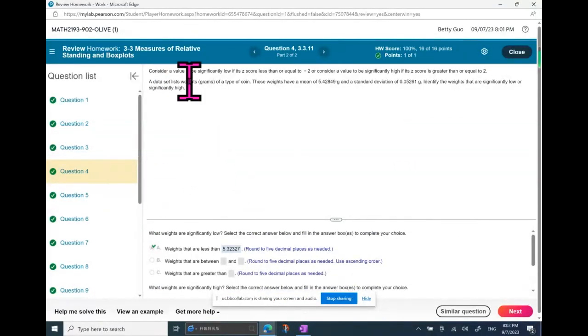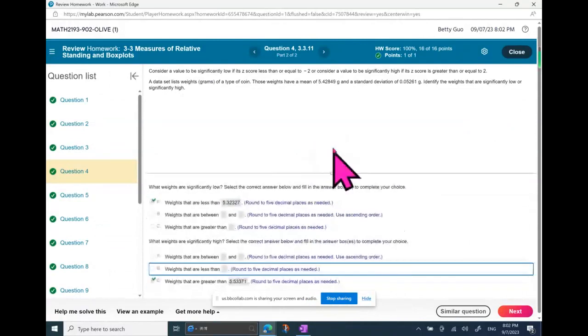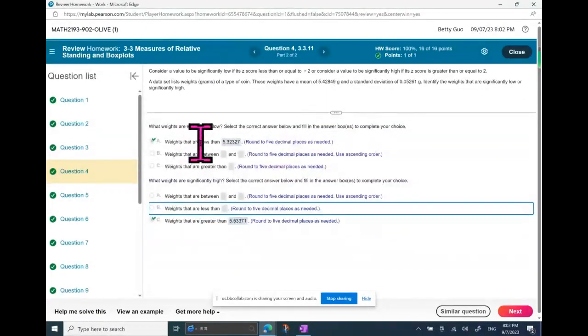So this is example 4. Consider a value to be significantly low if z-score is less than or equal to negative 2. Yeah, that's what I just said, right? If it's bigger than or equal to 2, that's significantly high. A data set lists weights of a type of coin. Those weights have a mean and standard deviation, so x bar and s is given. Identify the weights that are significantly low or significantly high. What weights are significantly low? Select the correct answer below and fill in the answer to complete your choice.